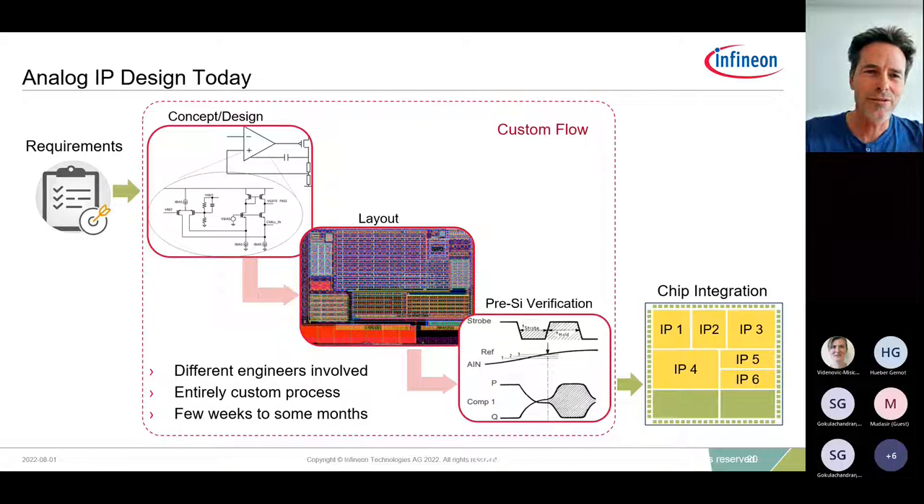Going a bit more in detail, what do we do here when developing an analog IP design? What are the design steps you need to do today? You take the requirements or your specification, then you go into concept and design work, you choose a certain topology for fulfilling these requirements, you do a first dimensioning, you do a first pre-layout verification, probably running some simulations or even some MATLAB code to dimension it, then you do layouts, then you do pre and post-silicon verification based on layout, and then you can start delivering this IP to your top level. So you need to involve different engineers here. It's an entirely custom process if you talk about analog. And usually for a typical building block, the timeline is about a few weeks to some months.